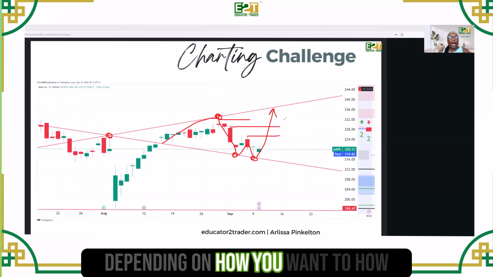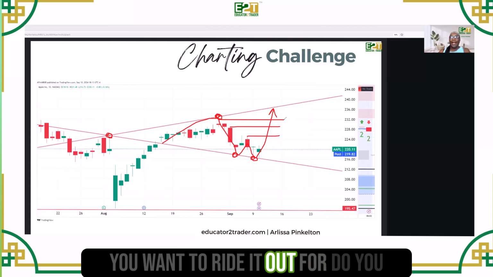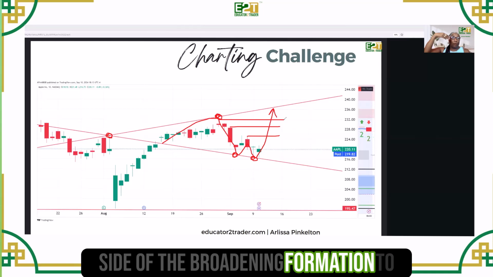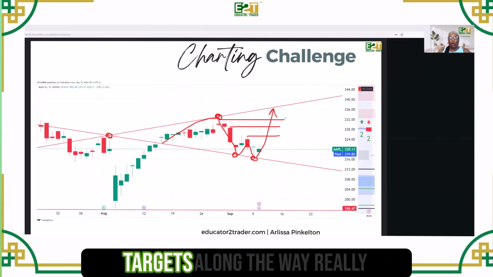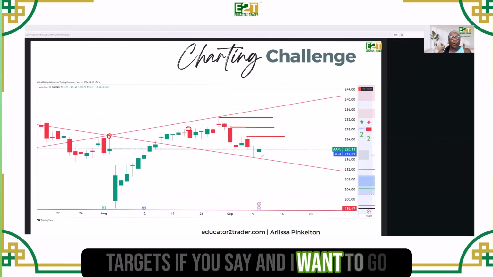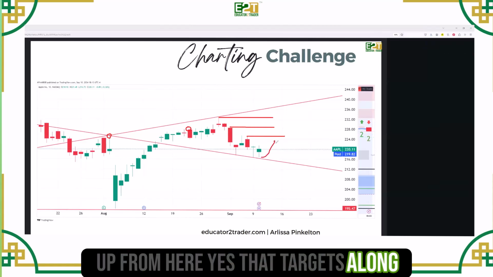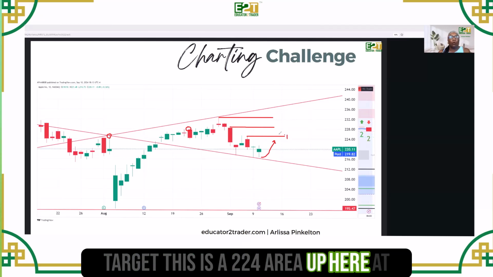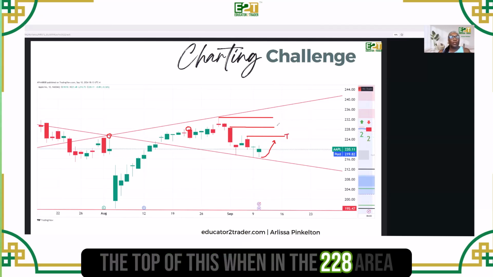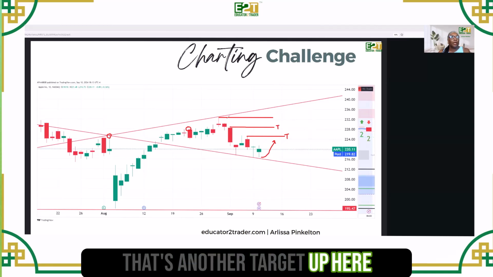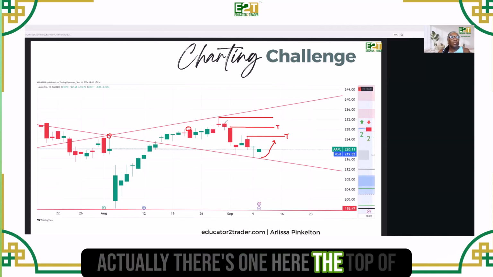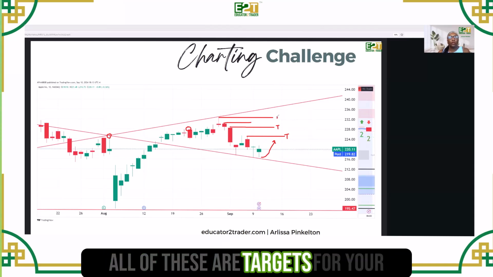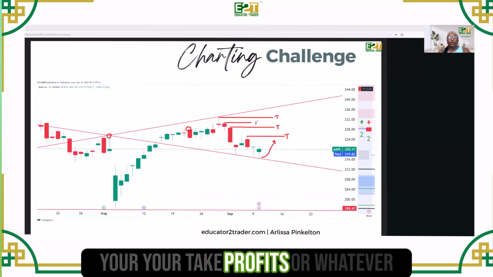You got this as a target. So depending on how you want to ride it out, do you want to ride from one side of the broadening formation to the other, or do you want to just do targets along the way? If you're saying I want to go up from here, you've got targets along the way. The top of these candles is a target. This at 224 area. Up here at the top of this one in the 228 area, that's another target. There's one here, the top of this candle, 229, and then this one. All of these are targets for your take profits.